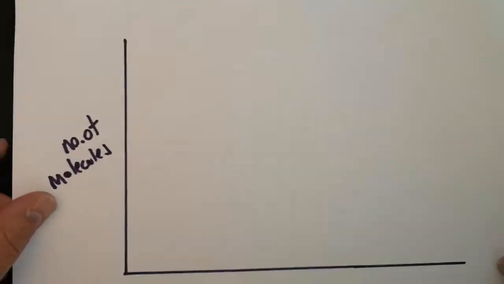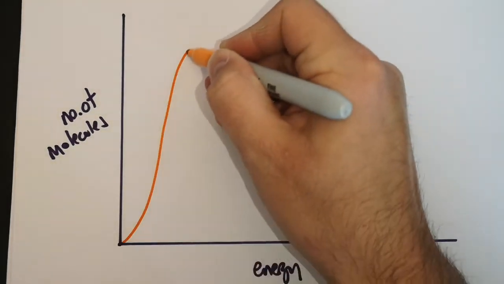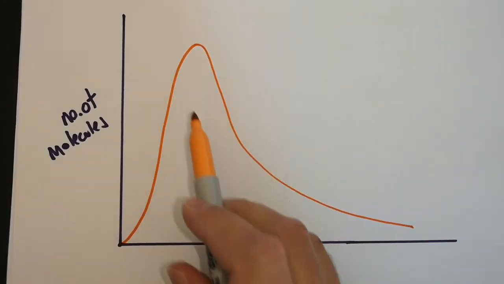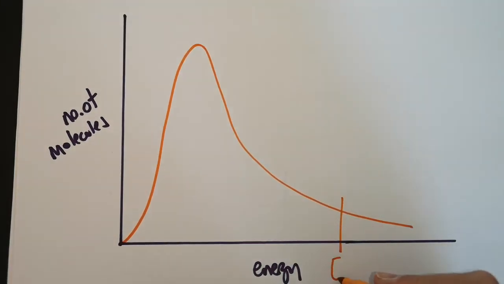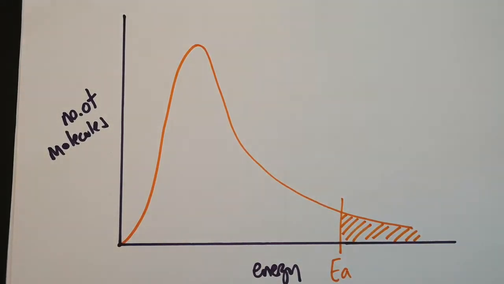Okay, so let's start with a blank Boltzmann distribution, number of molecules and energy. And we'll put on our curve, which starts at the origin, has a hump, and has a tail which doesn't touch the x-axis. And we know that there'll be an activation energy here, which means that these particles are the ones that can react. What we're going to look at is then how this is affected by a change in temperature, an increase in temperature.